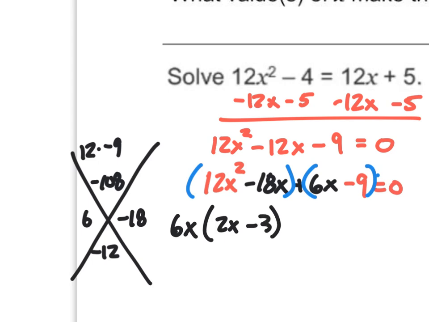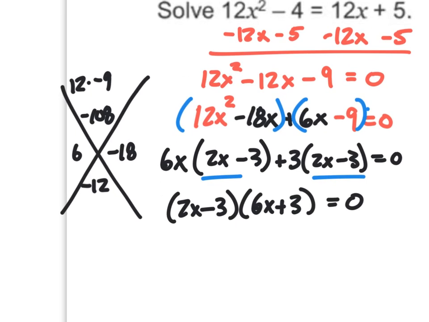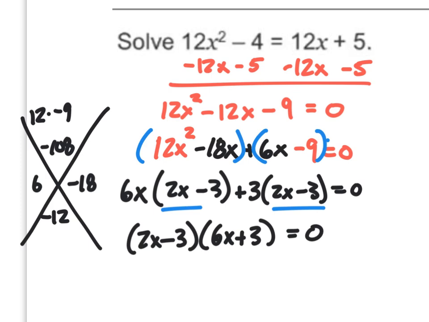And then here I can factor out a 3. If I factor out a positive 3, then I'm left with just a 2x minus 3, and that's equal to 0. Now I have a common factor of 2x minus 3, so if I factor out a 2x minus 3, I'm left with 6x plus 3, and that's equal to 0. Now this is factored. This is where we kind of struggle, factoring-wise.